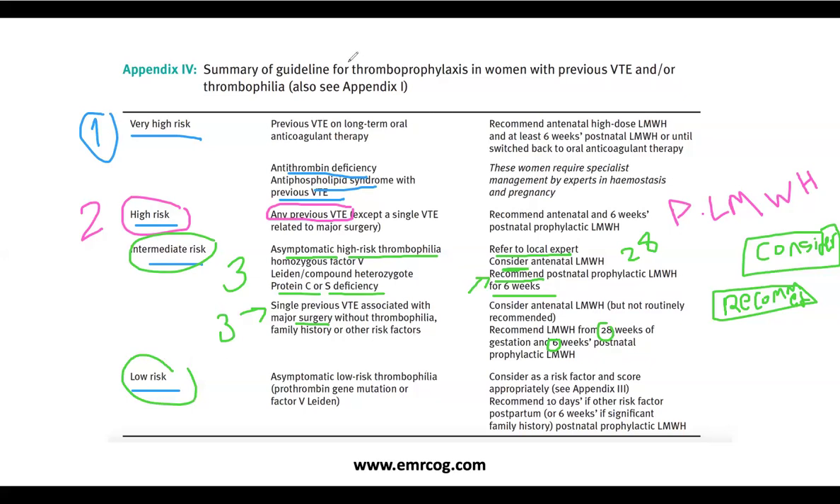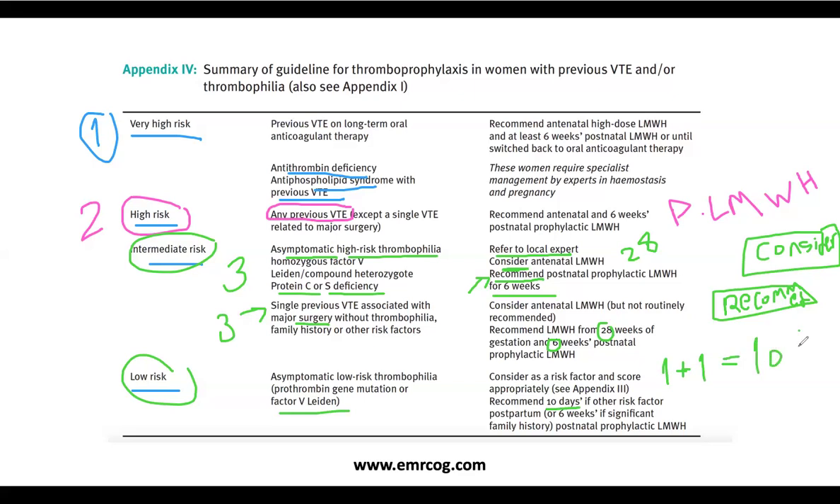Low risk, okay, is the group number 4. The group number 4 is a woman who has asymptomatic low risk thrombophilia, like prothrombin gene mutation or factor V Leiden, heterozygous factor V Leiden, not compound, not homozygous. Okay, so what I will do for this, it's considered in the antenatal as a single risk factor, 1, 1, 1, 1, okay, in the calculation. And look here, recommend 10 days if other risk factor in the postpartum. Yes, because 1 plus 1 in the postpartum equals 2, and 2 in the postnatal equals 10 days prophylaxis.